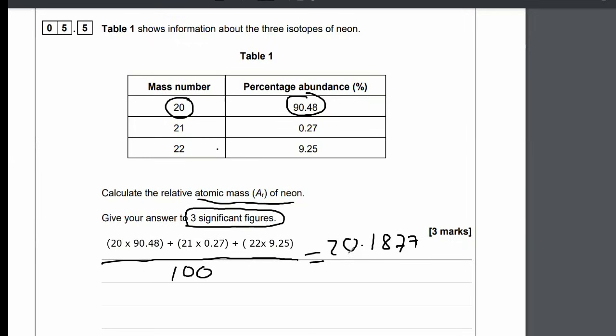So what you do here is you put 3 numbers down. So we're going to go 20. The 8 is bigger than the 1, so we're going to round that to 20.2. And that's our lovely 3 marks. 1 for the working out, 1 for the answer, and 1 for rounding to 3 sig.